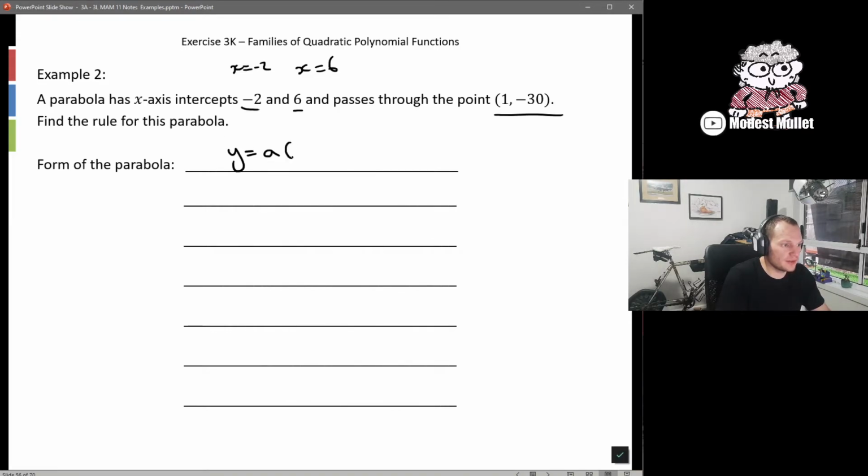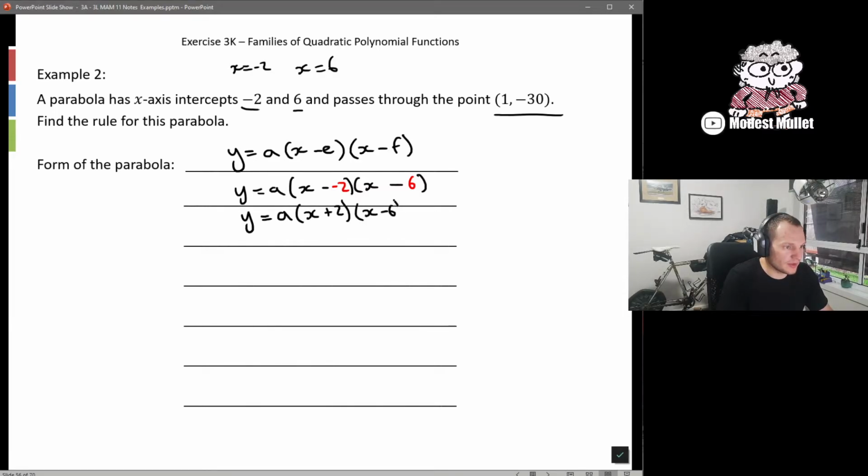So we could say y is equal to a(x minus e)(x minus f). And it's always negative signs in there when we've got intercept form. Now we can substitute in our two intercepts for e and f. So we get y equals a(x minus, and we put them in. So I'm going to put -2 in there, and I'm going to put 6 in there. And simplify it a little bit because of the double negative sign there, or the subtracting a negative. It becomes a(x plus 2)(x minus 6).